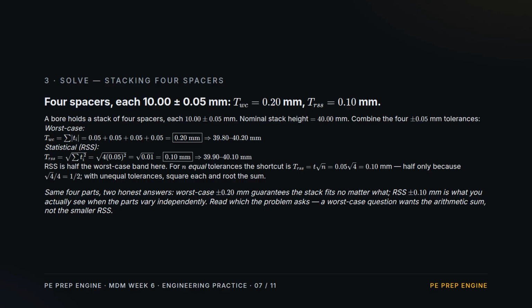Root sum square squares each tolerance, sums and roots. The square root of 4 times 0.05 squared is 0.1, a band from 39.90 to 40.10. So RSS is half the worst case band. The shortcut for equal tolerances is T times root n, but it's only exactly half here because root 4 over 4 is 1/2. With unequal tolerances, you square each one and root the sum.